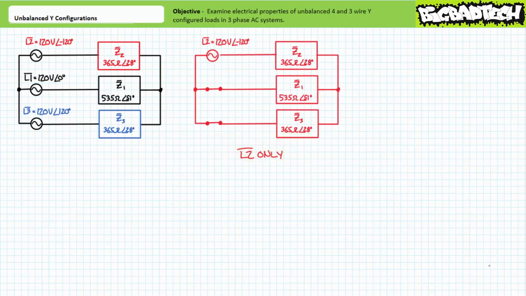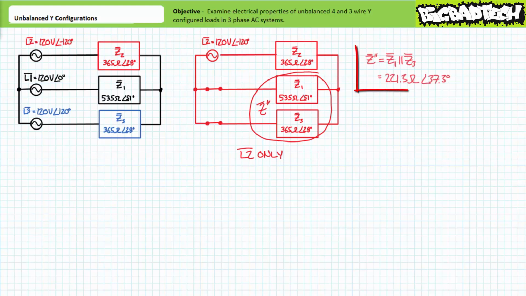To analyze this system from the perspective of only source L2, we remove sources L1 and L3 by substituting a short circuit or low impedance path. This modification has fundamentally changed the nature of our original circuit. It appears as if Z1, our odd impedance, is in parallel with Z3, a simplification I'm calling Z double prime. The parallel combination of Z1 and Z3 presents a combined impedance of 221.3 ohms at an angle of 37.3 degrees. Z2 and Z double prime appear to be perfectly in series with one another. This is a perfect setup for the AC voltage divider rule.